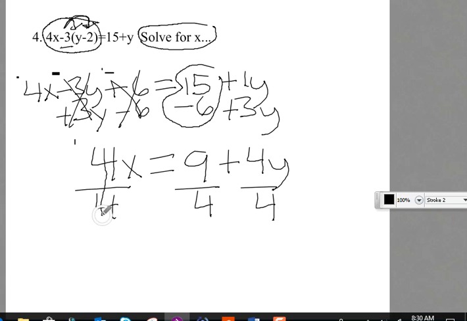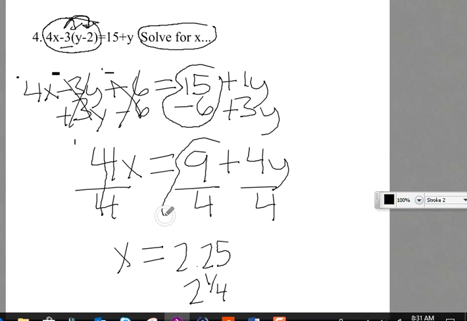So 4 divided by 4 leaves us with 1x. And then 9 divided by 4. We can either leave that as 9 divided by 4, or if you wanted to put that into your calculator, when you do 9 divided by 4, you get 2.25. Or you could say 2 and 1/4 if you wanted to write it as a mixed number.